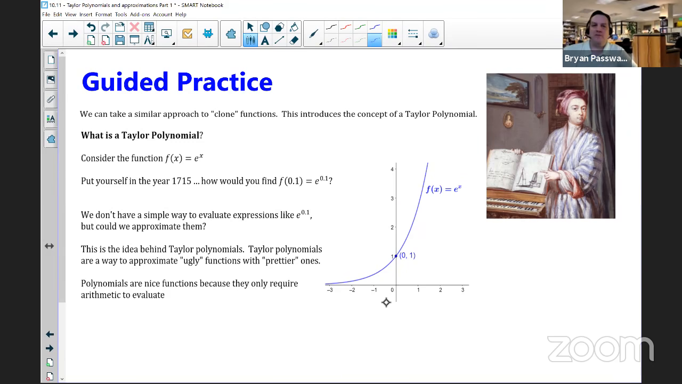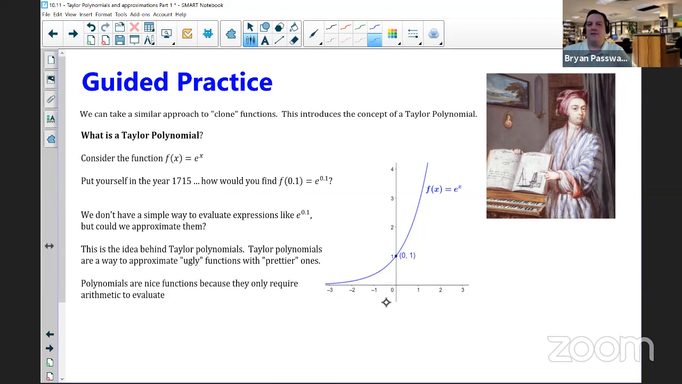So back then, we didn't have cell phones, right? We didn't have iPods, believe it or not. We didn't have computers or technology. Even books weren't as common in normal households. And so how would you find e to the 0.1? How would you do that? Right now, we just type it in our calculator and get some decimal and say, okay, perfect. But how would you have any concept of how big that was without a calculator?